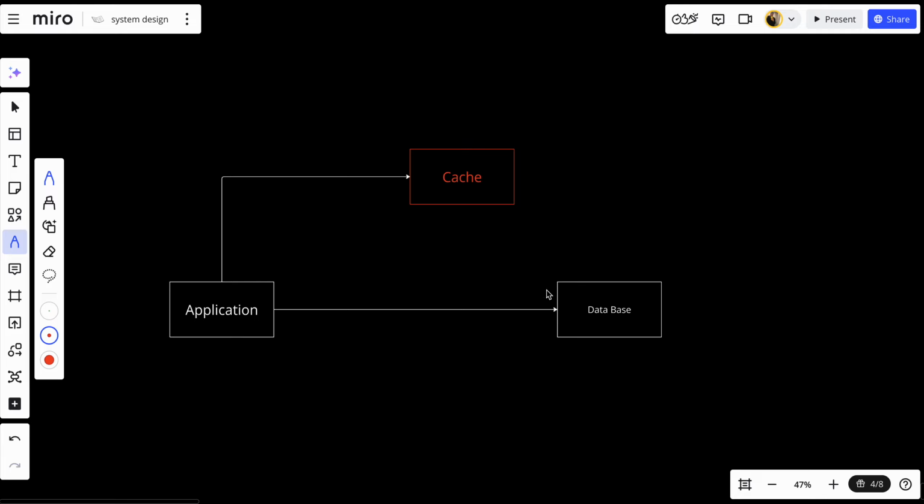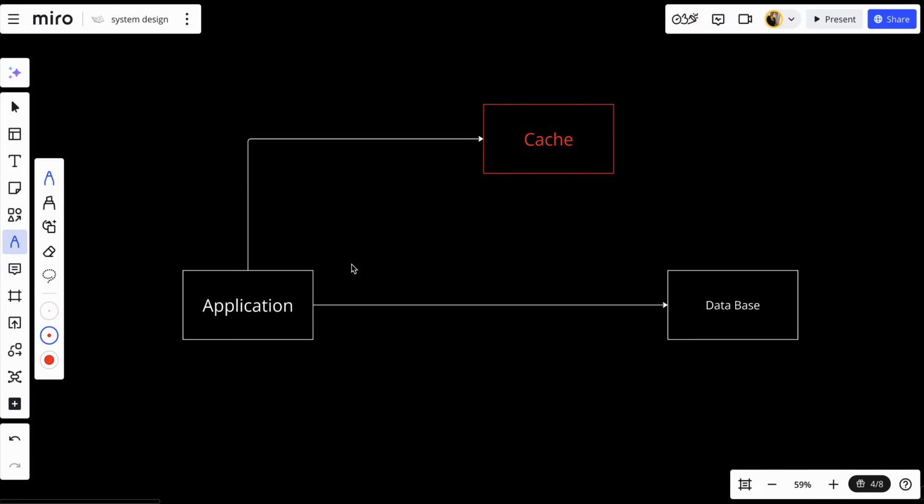This is an example of cache aside. The cache aside strategy is one of the most commonly used caching approaches. In this strategy, the cache sits aside from the database, and the application is responsible for managing both the cache and the database. Let's understand how it works.